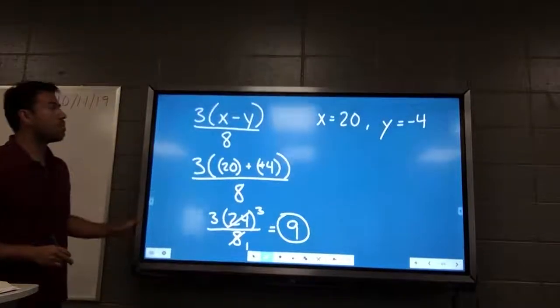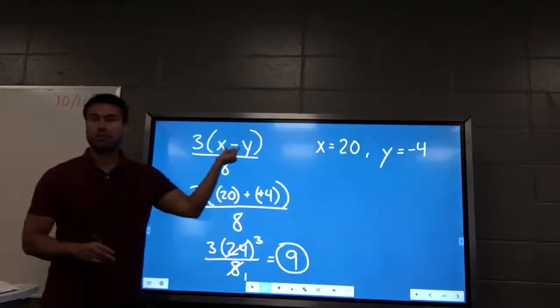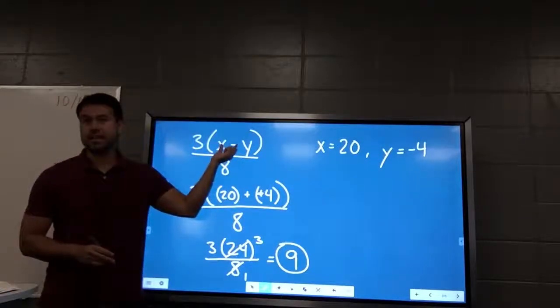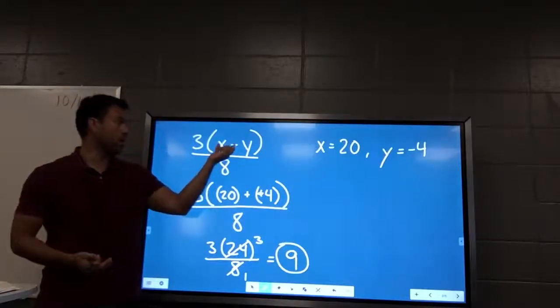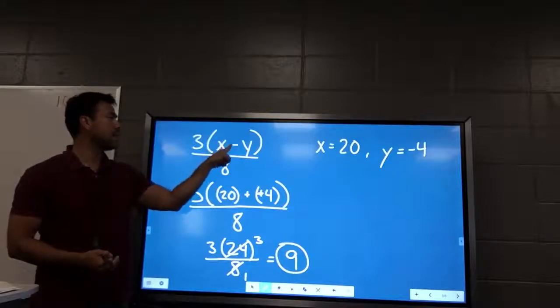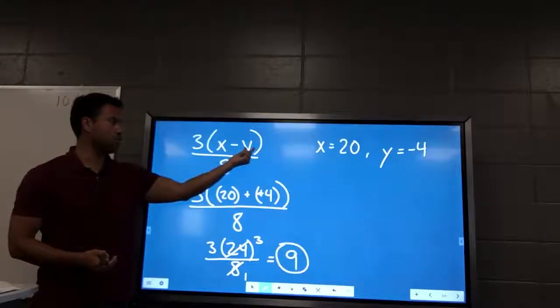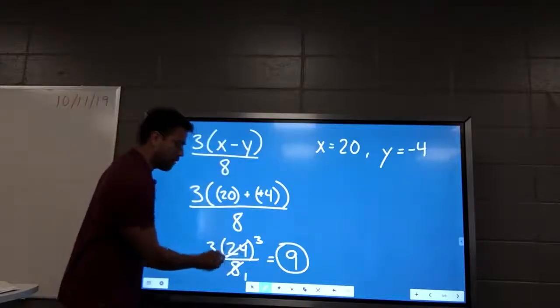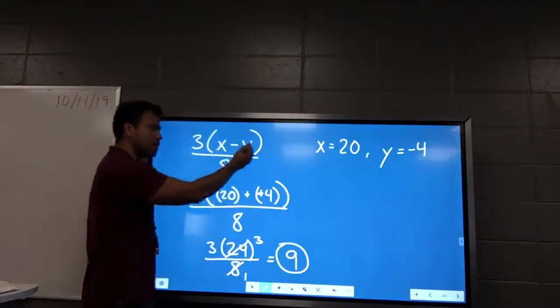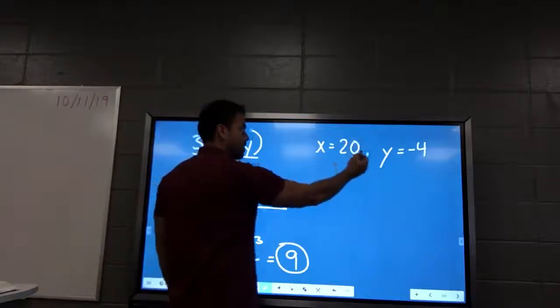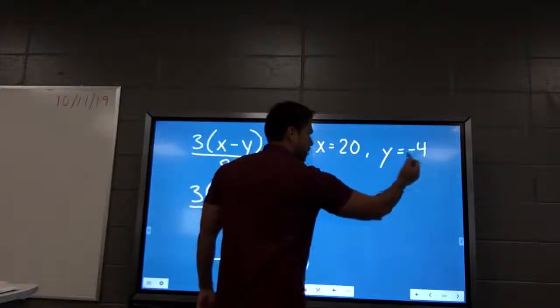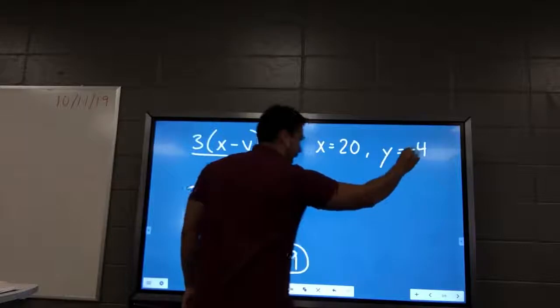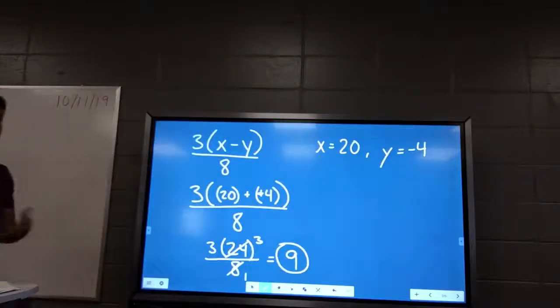Yeah, so remember, guys, this is what was going to throw a lot of people out. If you got 16, that's exactly what I was trying to avoid. You put 20 minus -4, which is really 20 plus 4, and then you get your 24 there. If you got 16, it's because you just did 20 minus 4. But what is x equal? 20. What's y equal? Negative 4. So it's 20 minus that, which is really 20 plus 4. So be careful of that.